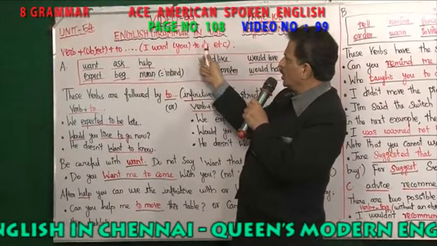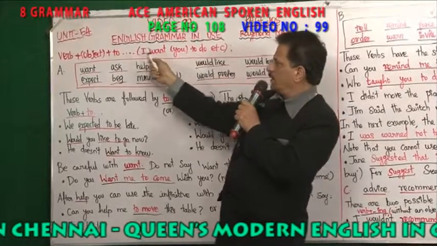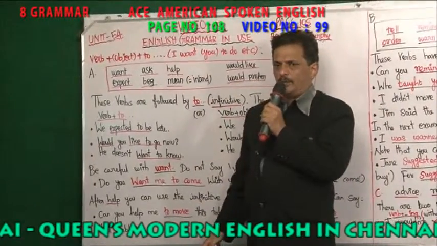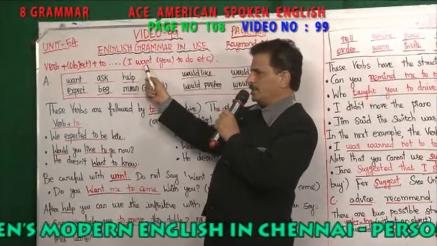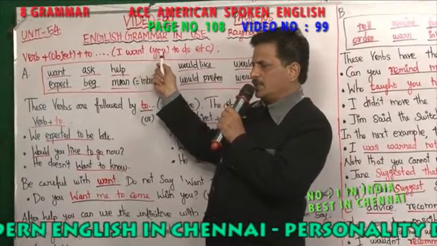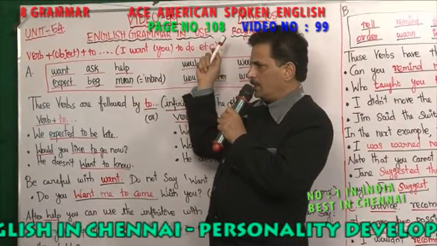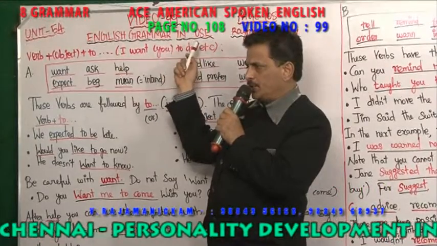I want you to do the work. I want you to, see, verb want. I want you to study well. I want is a verb. Use an object to study. I want you to come here, right?